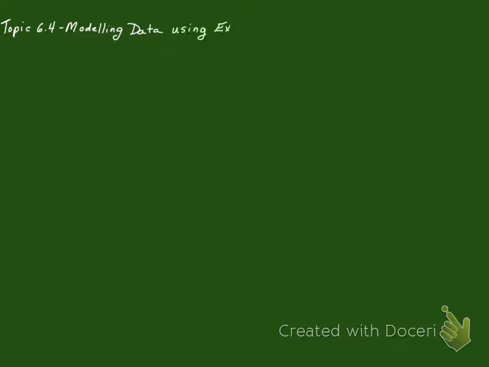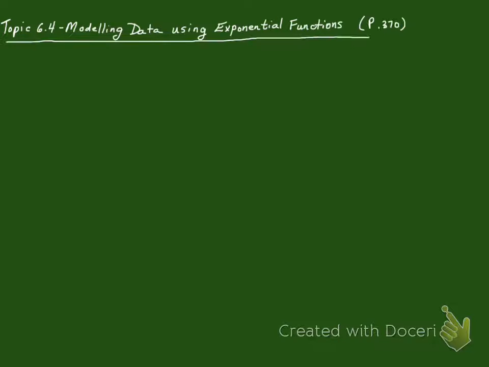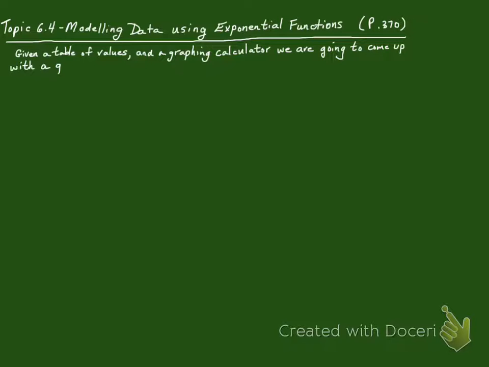Today we're going to look at topic 6.4, modeling data using exponential functions. It's from page 370 in the textbook. What we're going to do is start, if we're given a table of values, we're going to use our graphing calculator and we're going to come up with a graphical model and an algebraic model for the data.